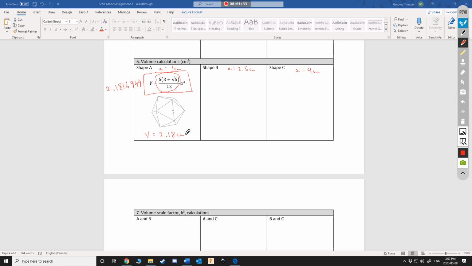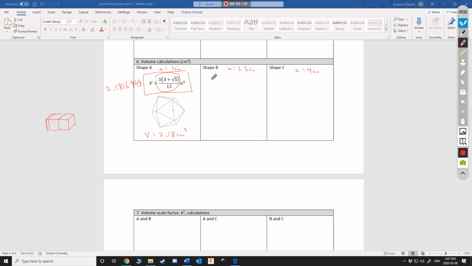2.18 centimeters cubed. Again, to visualize what that means, 1 centimeter cubed, picture a little box that's 1 centimeter on a side. So that is 1 centimeter cubed. 2 centimeter cubes would be 2 of those. So 2.18 would probably look something like that. That is how much volume we're talking about.